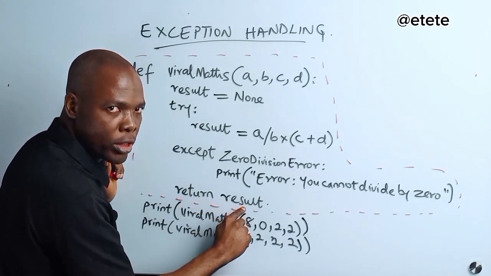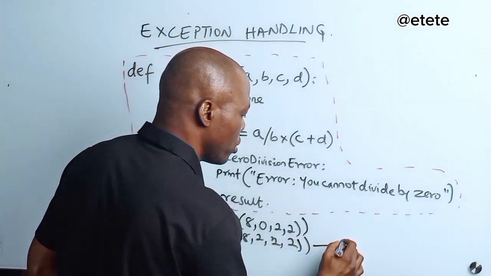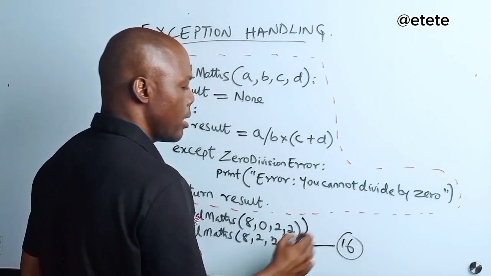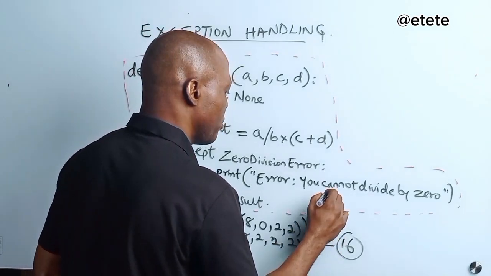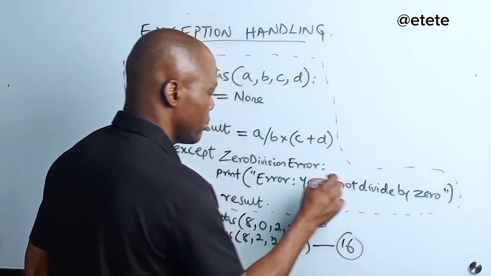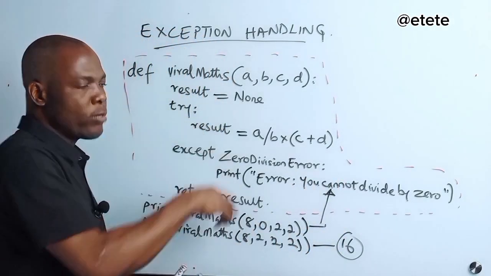It will return result as what? This one will return result, 16, right? And it will print out this. That is what will happen.